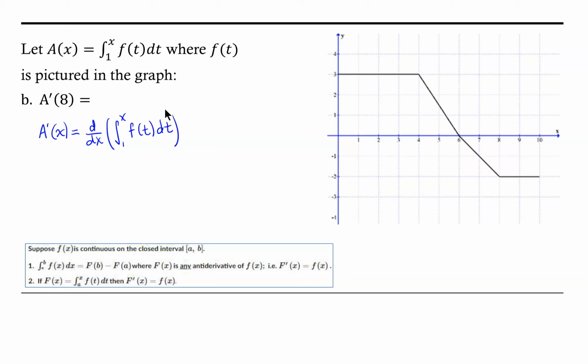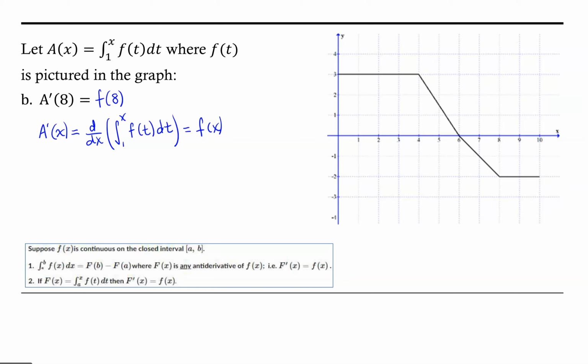And now we can rely on the fundamental theorem of calculus to help us find this derivative. I'm simply going to take my integrand and evaluate it at this upper limit. So this would actually end up being f of x. So A prime of x is actually equal to f of x. So A prime at 8 is equal to f at 8.